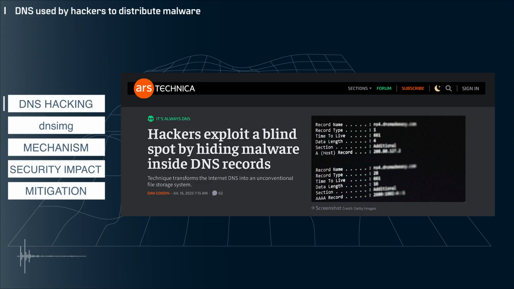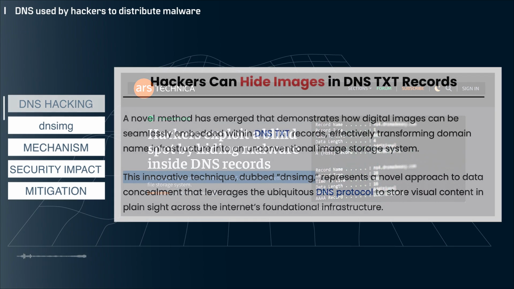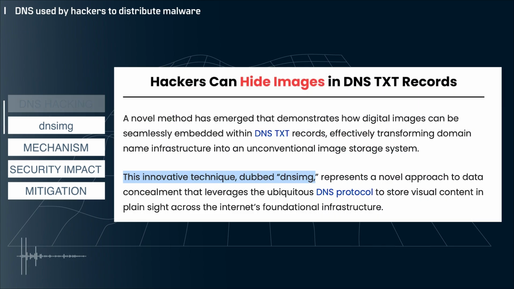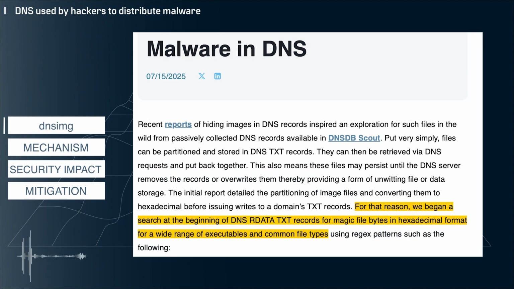So I'm not sure if this is new or not, but I wasn't aware that DNS was being used this way, so I thought I'd share it with everyone. I stumbled across some posts about techniques to embed images into DNS TXT records, and after reading about this, one security researcher looked into whether this technique was being used to store malware inside of DNS records, and lo and behold, they did. It does seem like hackers are using this.